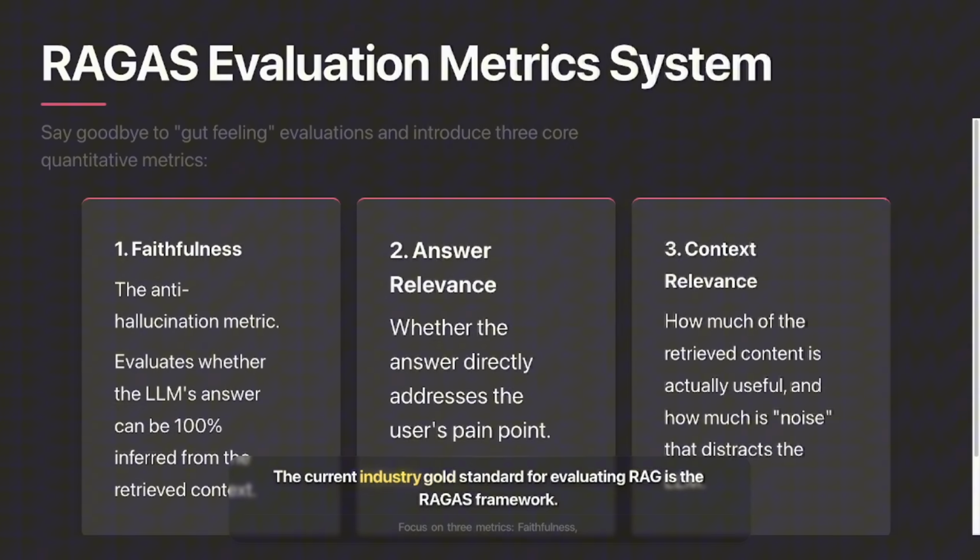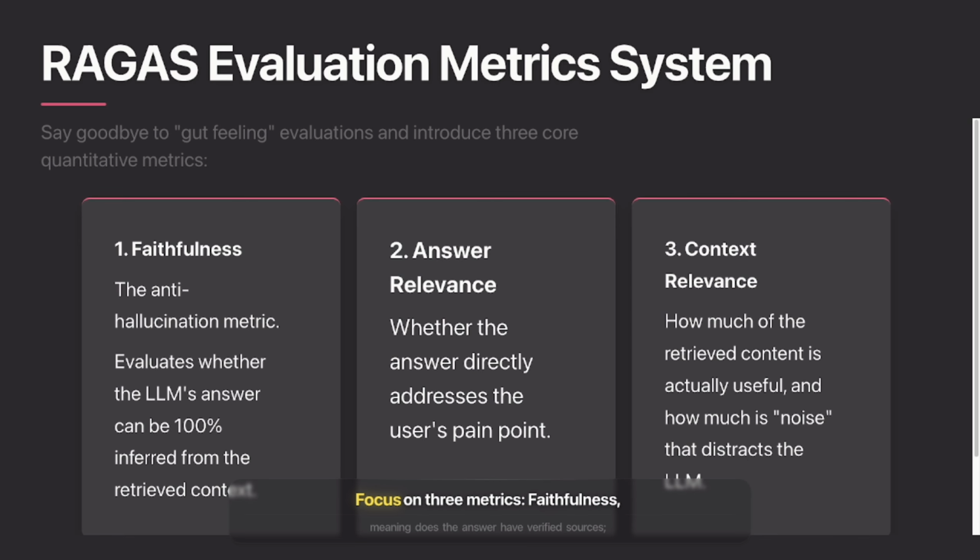The current industry gold standard for evaluating RAG is the RAGAS framework. Focus on three metrics: faithfulness, meaning does the answer have verified sources? Answer relevance, meaning are we actually answering the question asked? And context relevance, meaning how much fluff is in the data you pull back. The more fluff, the easier it is for the model to be led astray.